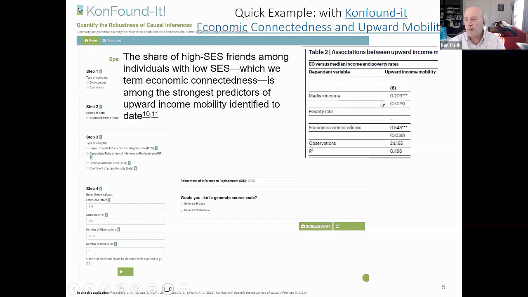Okay, if we look at their table, a key table for them is this one on the right, and they are predicting upward mobility. Did you move up in your income level? The key predictor here is economic connectedness, which has a coefficient of 0.548 and a standard error of 0.038. The metric is a little tough to track on this one because it is at the zip code level. These are some averages and that sort of thing. You could break down the study if you wanted to.